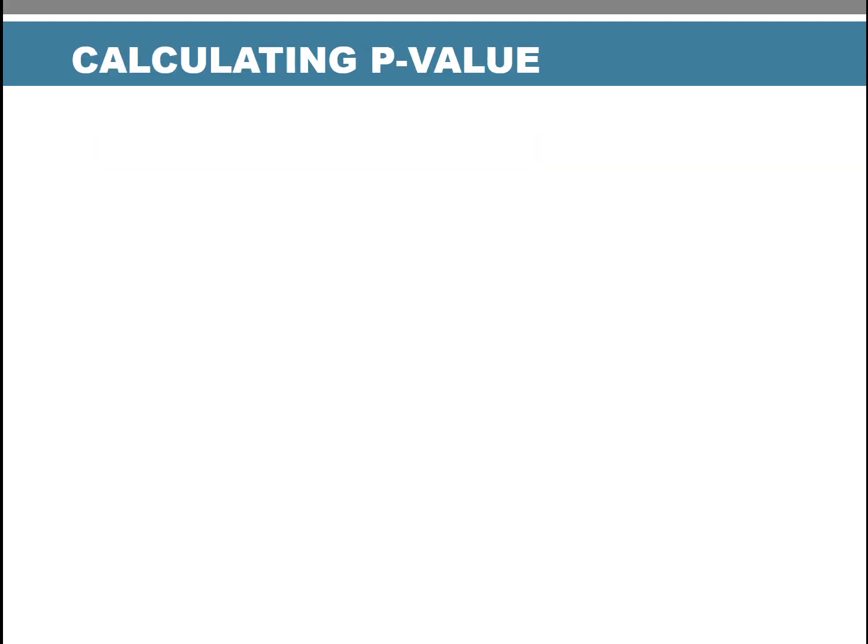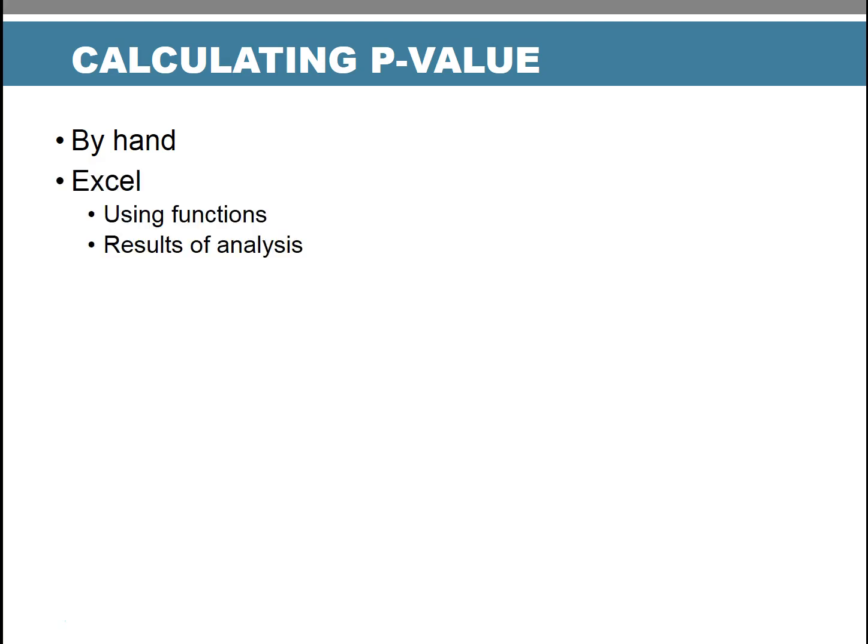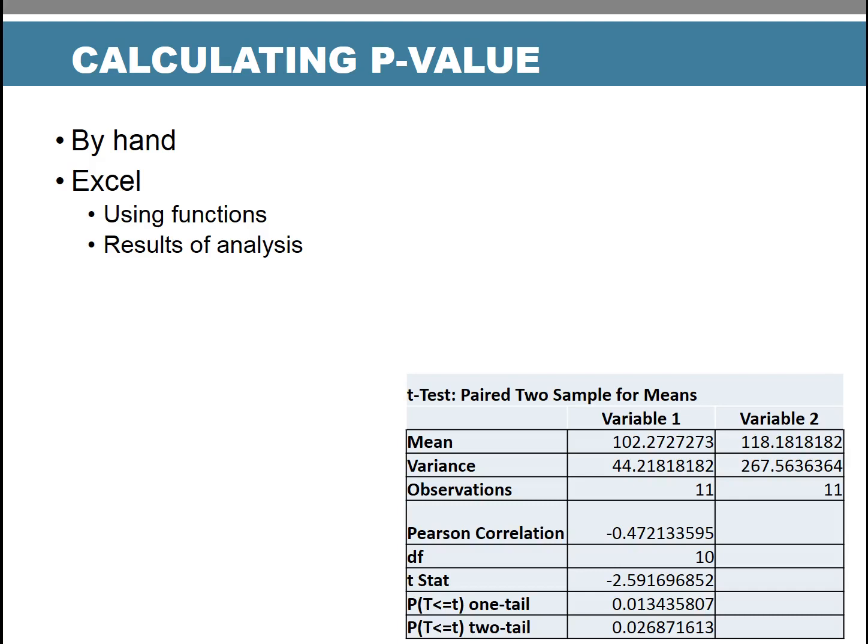So let's talk about calculating the p-value. Well, we can do this by hand. It's a little bit cumbersome. And really, we get this with the results of most of our statistical software. So in Excel, we can use functions to calculate the p-value. And we can also get this in the results of our analysis. So for example, we run a t-test and we get these results. On here, we have two results for p-value. Take a look and see which one you think you'd want to look at.